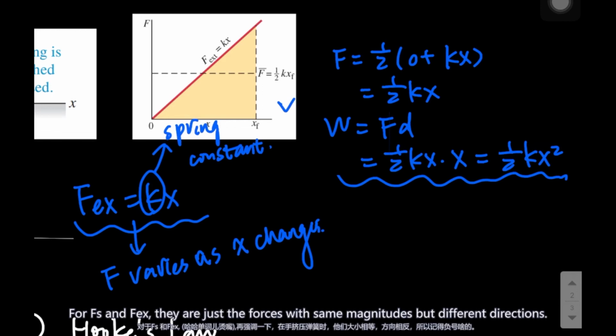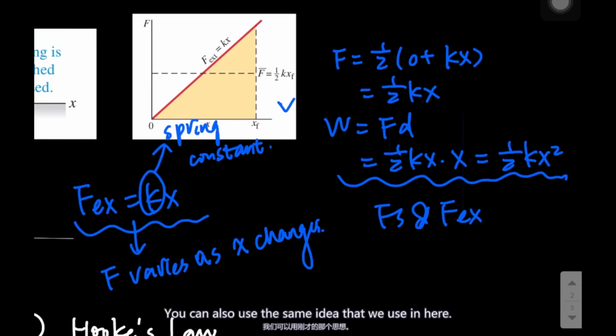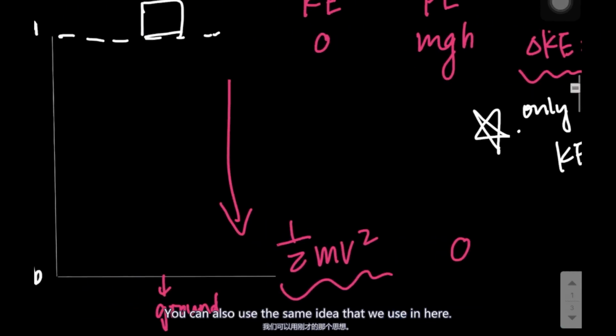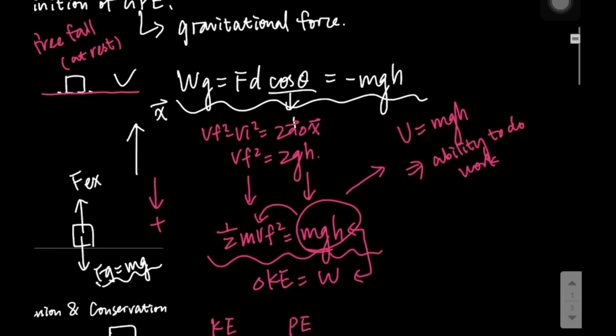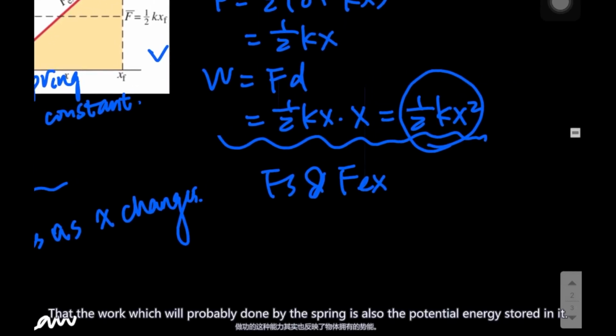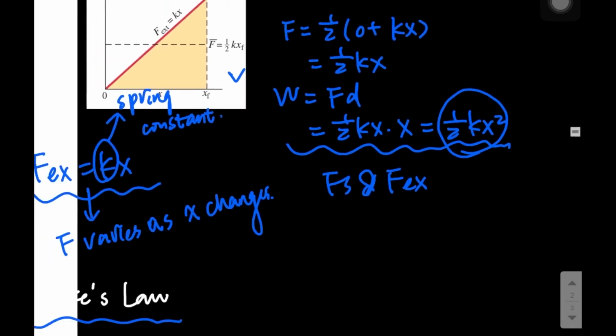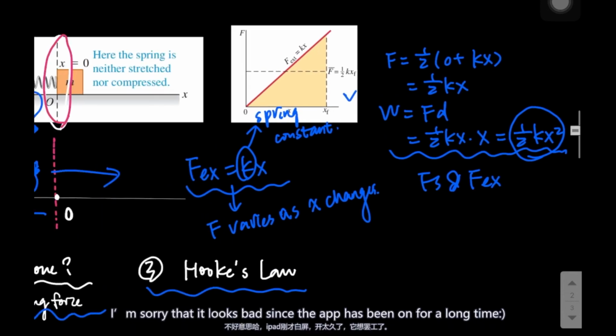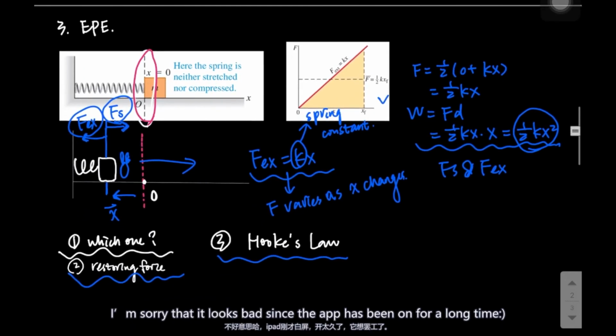And for Fs and Fex, it's just the forces that have the same magnitudes but different directions. And you can also use the same idea that we use here, right? That the work done by the spring is also the potential energy stored in it. And I'm sorry, my iPad looks bad. It has worked for a long time.